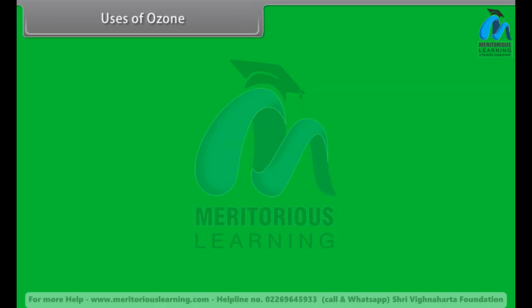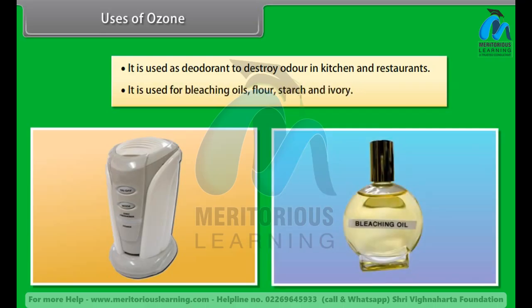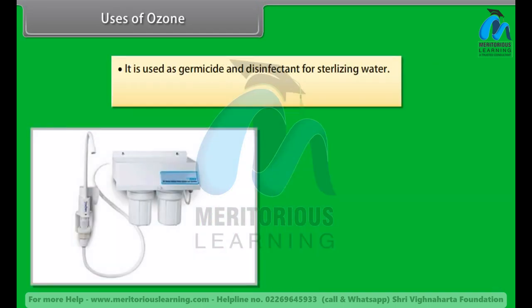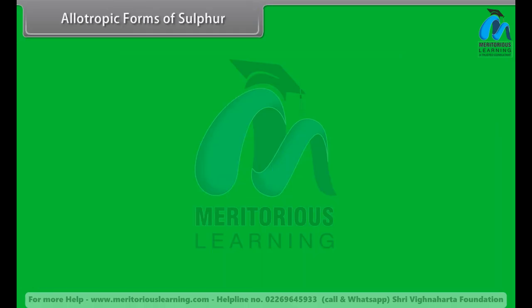Uses of ozone. The important uses of ozone are following. It is used as deodorant to destroy odor in kitchen and restaurants. It is used for bleaching oils, flour, starch and ivory. It is used as germicide and disinfectant for sterilizing water. It is used in the manufacture of artificial silk and camphor. Allotropic forms of sulfur.